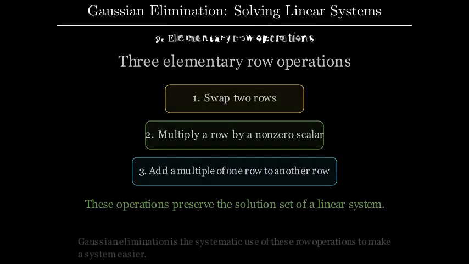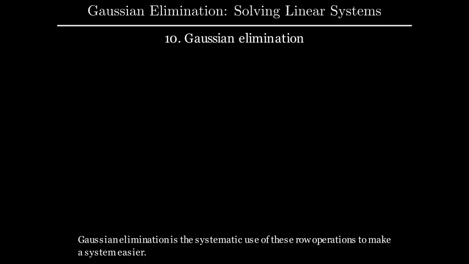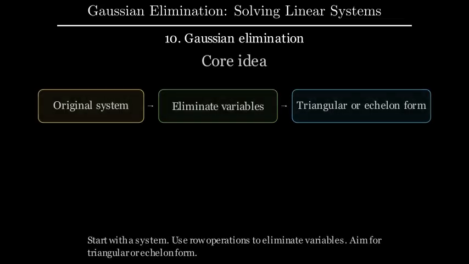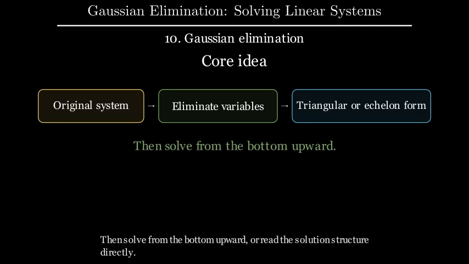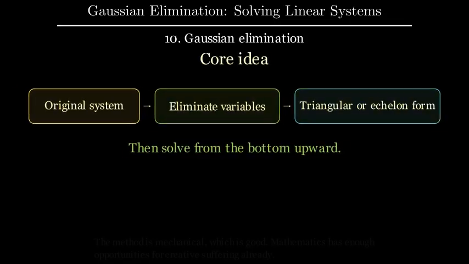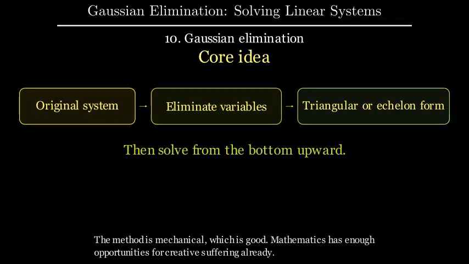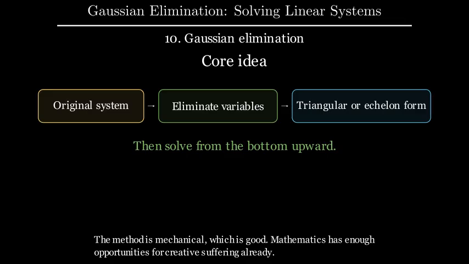Gaussian elimination is the systematic use of these row operations to make a system easier. Start with a system. Use row operations to eliminate variables. Aim for triangular or echelon form. Then solve from the bottom upward, or read the solution structure directly. The method is mechanical, which is good. Mathematics has enough opportunities for creative suffering already.